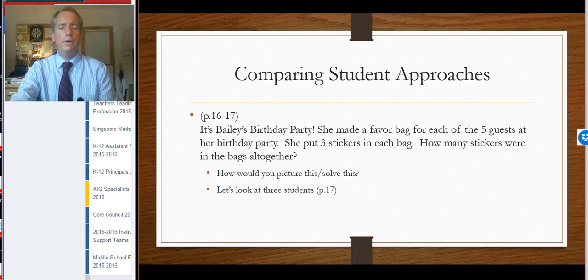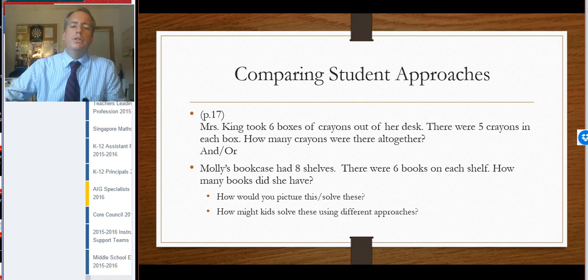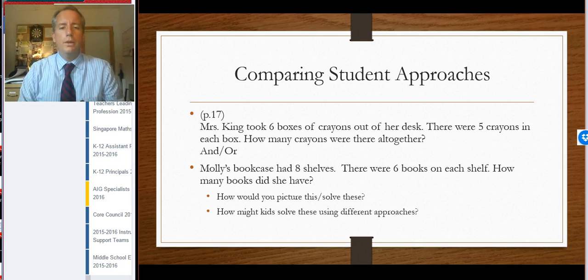Jump back over here. And let's just think about 2 other, we're not going to look at their solutions per se, but 2 other possibilities here. Mrs. King took 6 boxes of crayons from her desk, and there were 5 crayons in each box. How many crayons were there altogether? Or Molly's bookcase had 8 shelves, and there are 6 books on each shelf. How many books did she have?